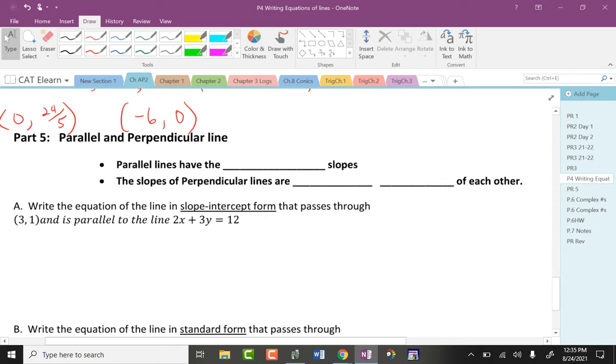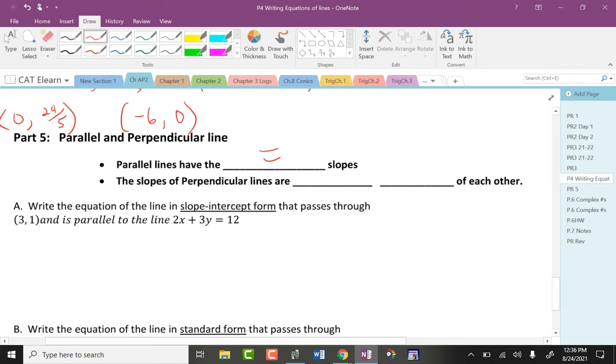Parallel lines. We know about parallel lines, they never cross, right? But what about the slope? Someone just yell it out. What does the slope have to be? The same. The slopes are the same, then they will never cross. So equal, I'm just going to put equal slopes for parallel lines.